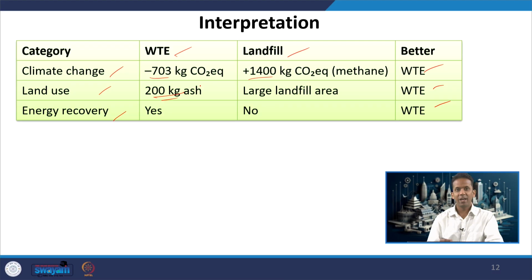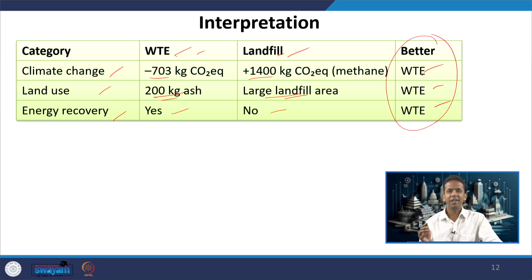For the 200 kg ash which is generated in the waste to energy plant, this ash can be used. Even if it is not used, it will take substantially less land compared to the large landfill area taken by the same equivalent amount of MSW, which will have that 200 kg ash. Okay. So, on land use also it is better. On energy recovery, there is energy recovery from waste to energy, but there is no recovery of energy at a landfill site. So, definitely this is better. So, it comes out that waste to energy is the better performing alternative in almost all the 3 categories that were of concern to us.